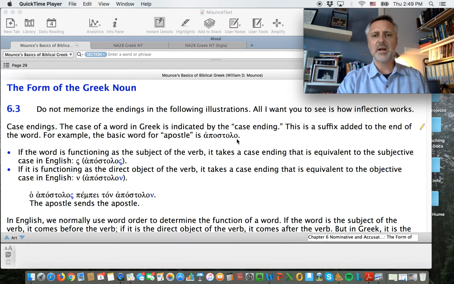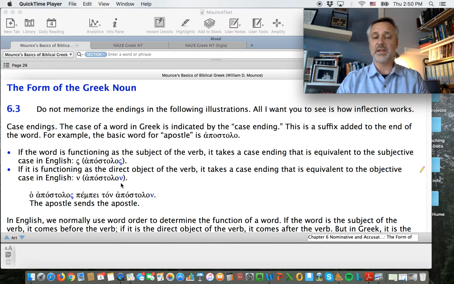But in this case, apostolos is a masculine noun. It's second declension. It ends with an omicron. And here we see an example of the nominative case, apostolos with a nominative case ending. When it functions as the subject of the verb, that will be the ending it takes. But when apostolos functions as the direct object of the verb, it will take an accusative case ending, in this case, a nu.